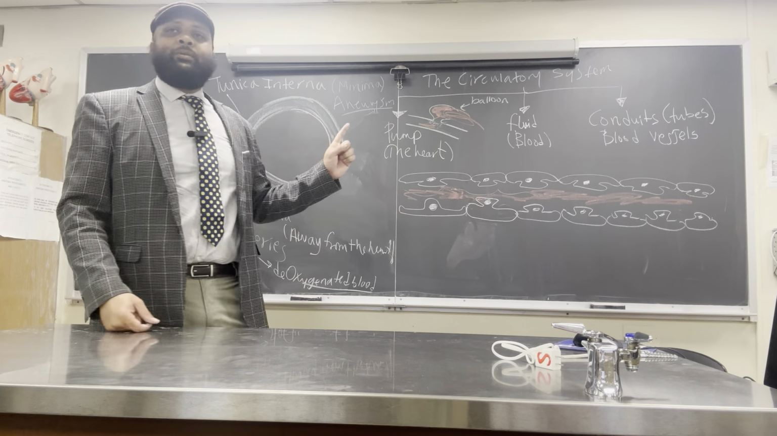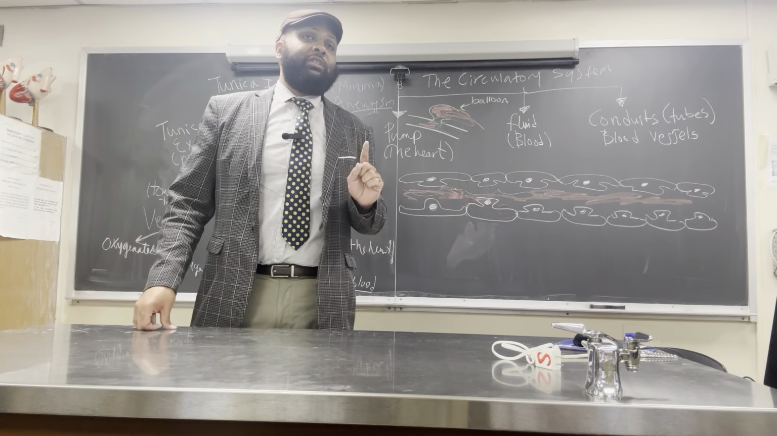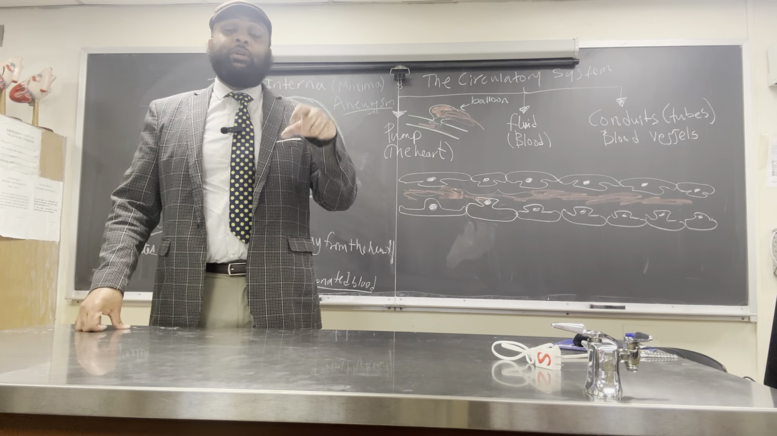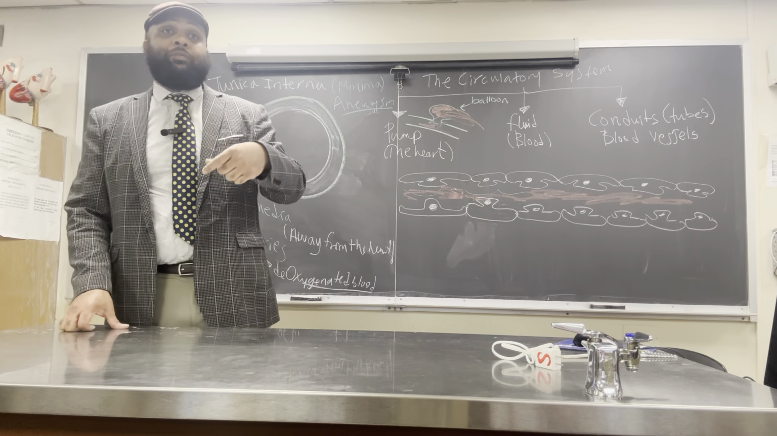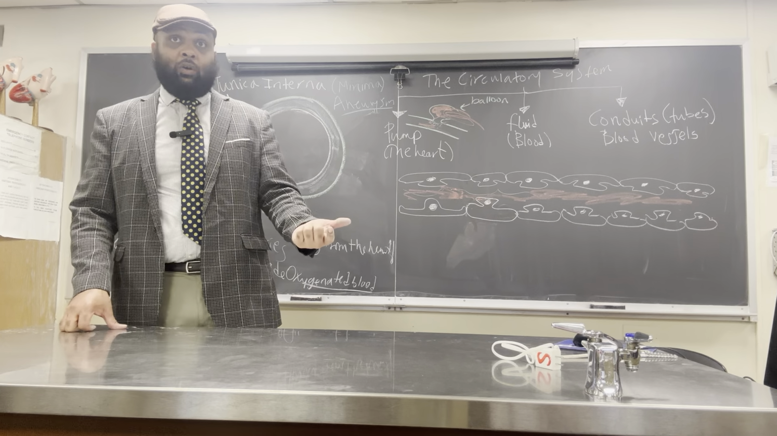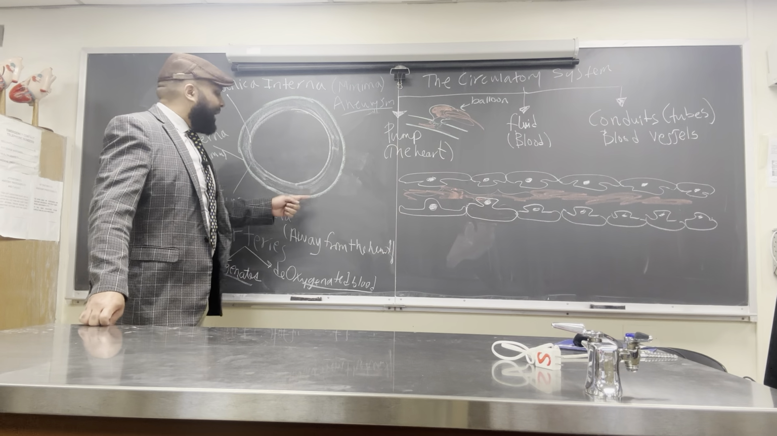So an aneurysm is an internal hemorrhage due to a balloon that forms on the surface of the blood vessel, and that causes the blood to hemorrhage out of the blood vessel. So that is the aneurysm.